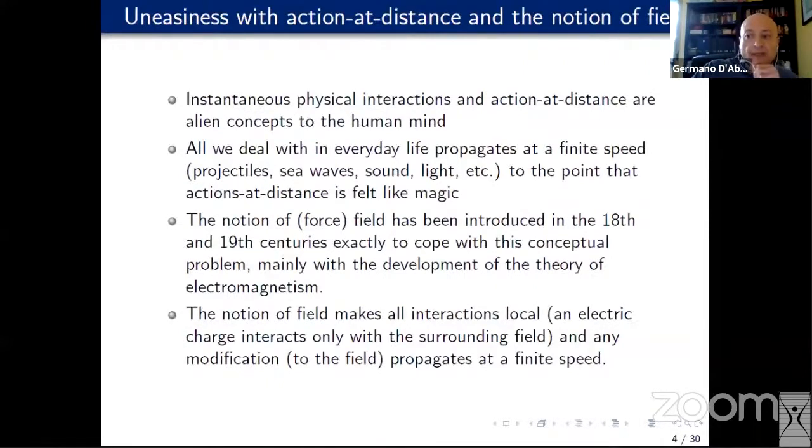I think that the first problem with the notion of instantaneous interaction is psychological in nature. In our direct everyday life experience, we are used only to phenomena in which the propagation speed is finite, and we feel action at a distance like magic.